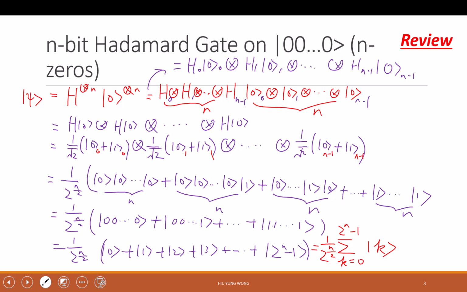How about 2 qubit? How many basis states do we have? 4. Make sense? 0, 0, 0, 1, 1, 0, 1, 1. So what is the size of the operator? 4 by 4, right? And how about 10 qubit? Others? What is the size of the operator?